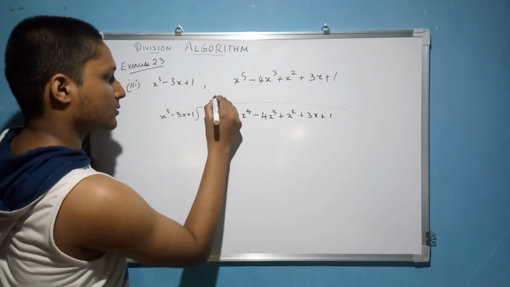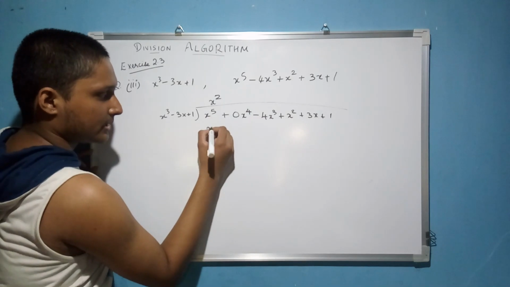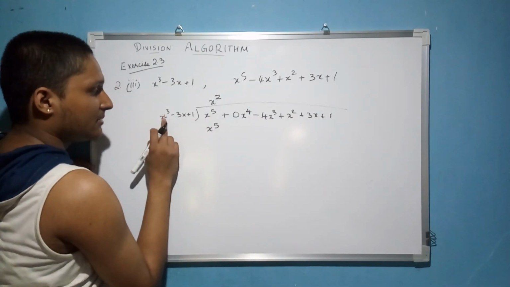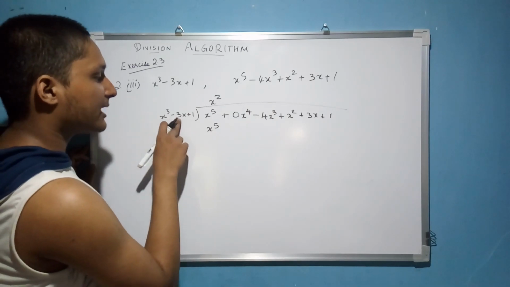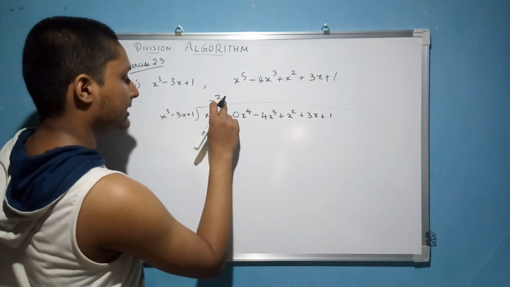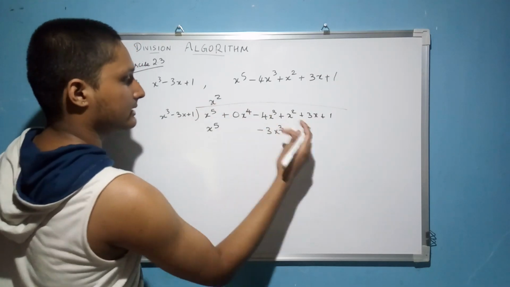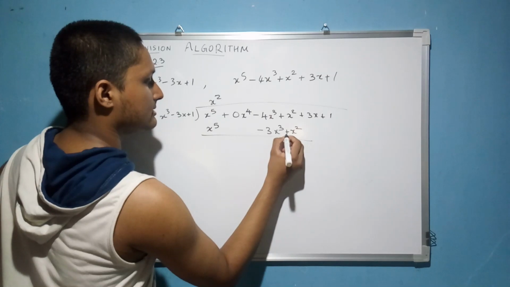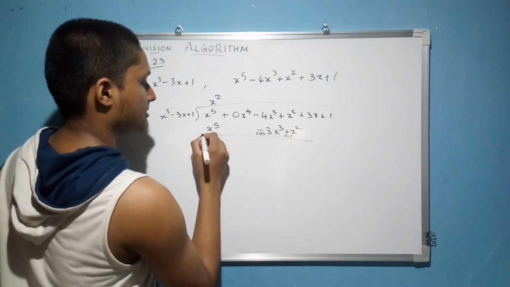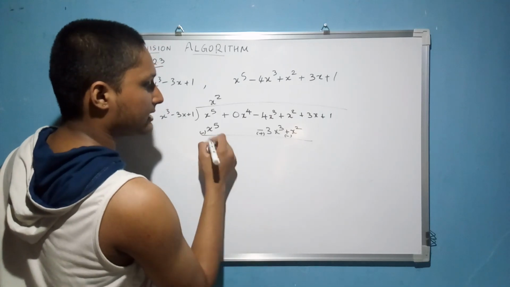So this becomes x square because x raised to 5 divided by x cube is x square. So I need to write x raised to 5 because x cube into x square is x raised to 5, and you have minus 3x into x square, that comes to be minus 3x cube, and you have 1 into x square, that is again x square. Okay, since these terms are same, this term and this term, they get cancelled. You get a 0 here, you get a 0 here.